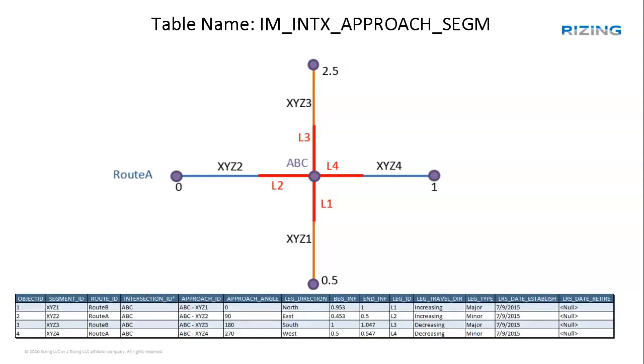In this example of the Intersection Approach Segment Table, you can see that each approach has a unique approach ID, such as ABC-XYZ1, which is a combination of the intersection ID and the segment ID. This table contains approach attributes, required by Meyer, for all approaches in the selected intersection. Since this table has a route ID, from measure, and to measure fields, it can be dynamically segmented along the route network and given geometry.